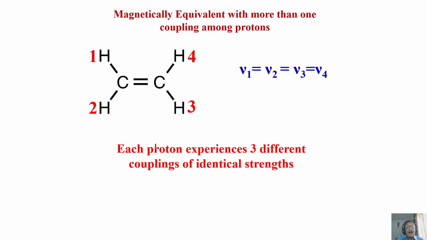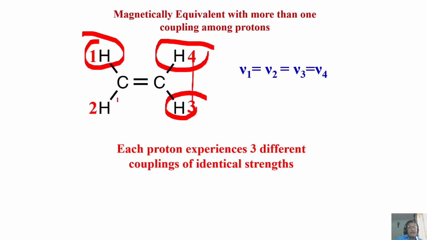But let us see what types of couplings we see. This is a 2 bond coupling, geminal. This is a 3 bond coupling, vicinal trans coupling, and this is vicinal cis coupling. But all have different strengths. This geminal coupling is different from this vicinal cis coupling and from this vicinal trans coupling. They are not the same. It is the same for each of these protons. Each has again geminal, cis and trans couplings. Each proton experiences three different couplings of identical strengths.